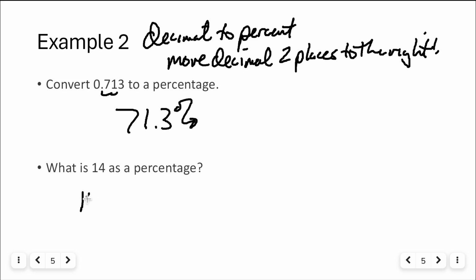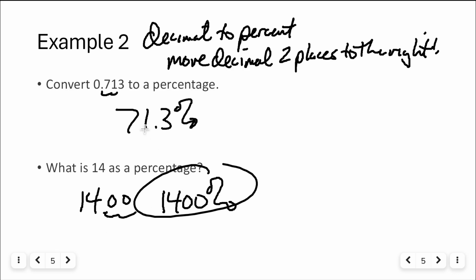Now, what's 14 as a percent? Well, here's the decimal over here. If I move this 2 places to the right, I get 2 extra zeros. So 14 is 1,400%. And that's okay. You can have a percentage that's larger than 100. All right, there's my answer for that one.